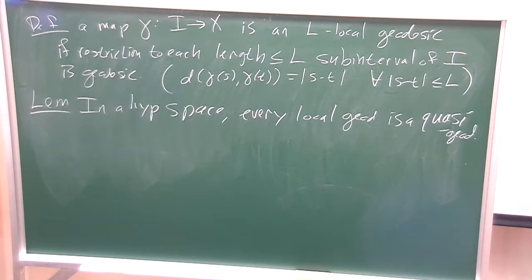And I mean like in the usual way where you pick a number L. If you have an L local geodesic, then there's some other numbers K and C, such as a KC quasi-geodesic, that depend only on L, right? Okay.